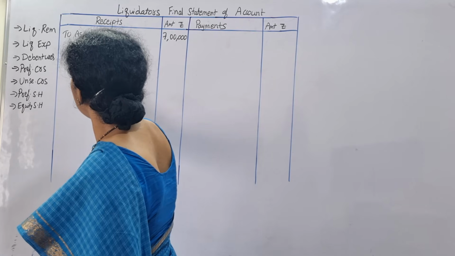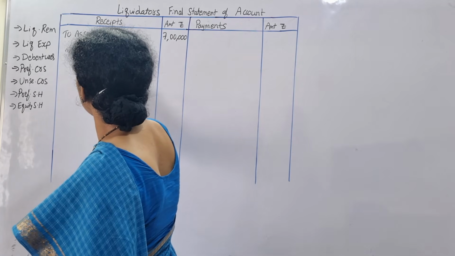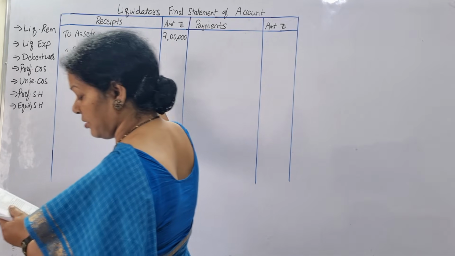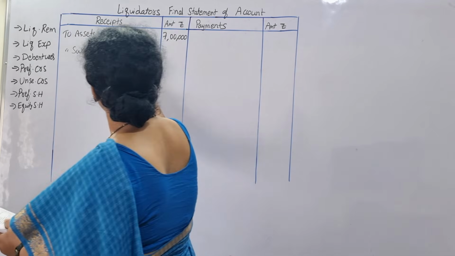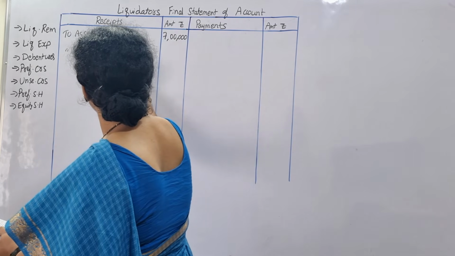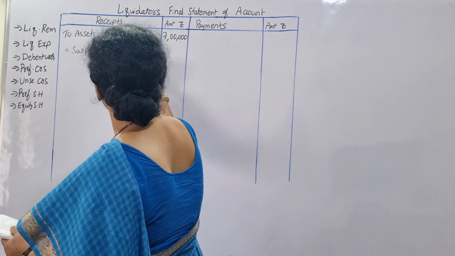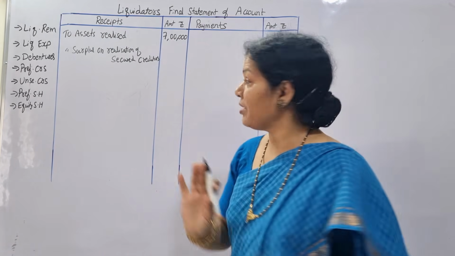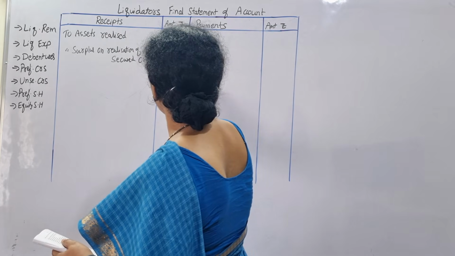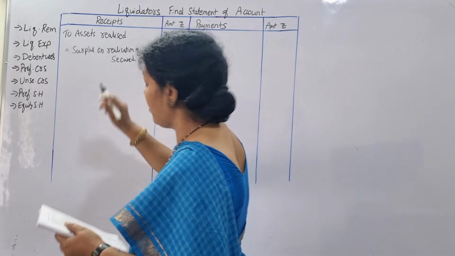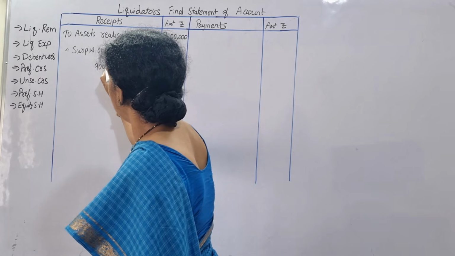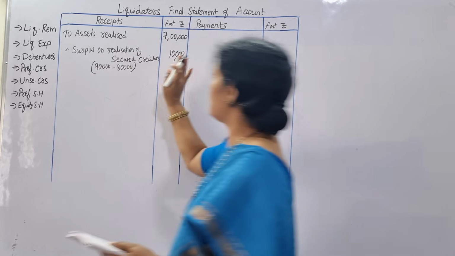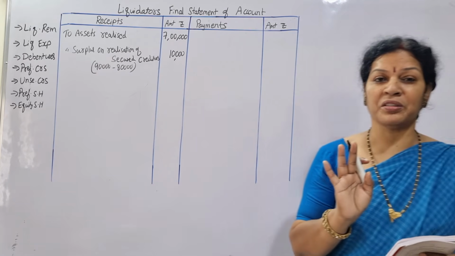Surplus on realization of securities. What securities are they? Secured creditors. How much is it? 10,000. How did we get 10,000? 90,000 minus 80,000. I'll write it here so that in future there is no confusion. So we have only two incomes, two receipts.